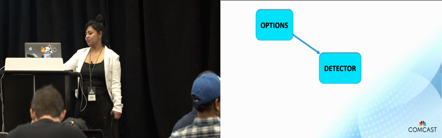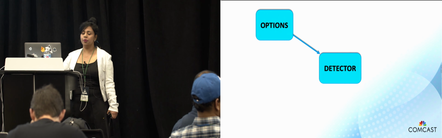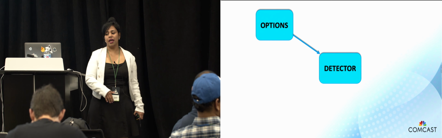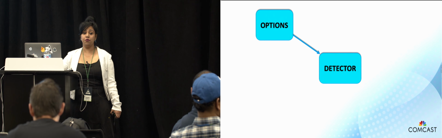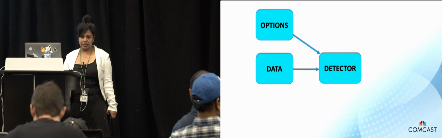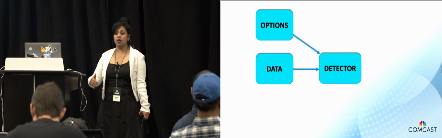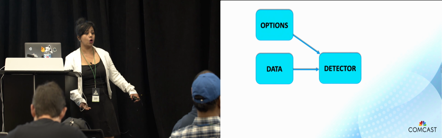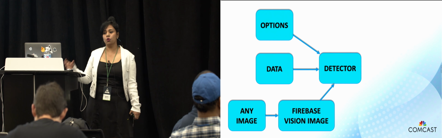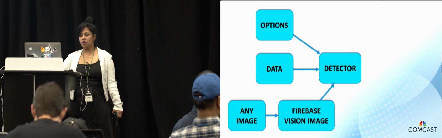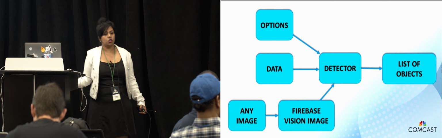So for example, if you're using a translator, what would be your options? It will be your source language and your destination language. So now you have set your options. Now you need to feed an input. So the input will be data. For a translator, your data would be a string. For smart replies, it will be a list of Firebase message objects. Or it could be an image converted to a Firebase vision image and fed to the detector. So now the detector will give you a result, which will be a list of objects or just an object.